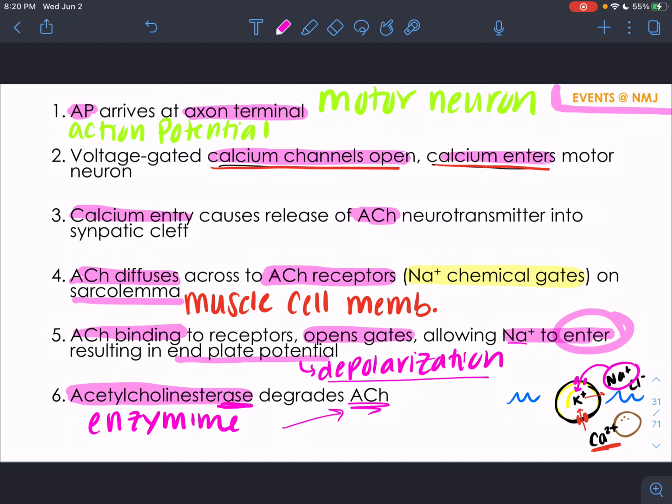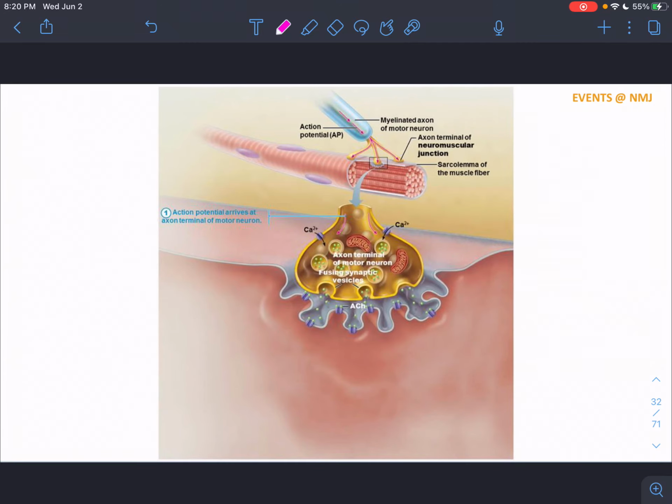I have pictures to show all of these steps. Again, we have our motor neuron coming down, synapsing at the neuromuscular junction onto a muscle fiber. The first thing that happens is the action potential, AP, comes down from the central nervous system, the brain and spinal cord, down the axon and reaches the axon terminal of our motor neuron, at the neuromuscular junction.